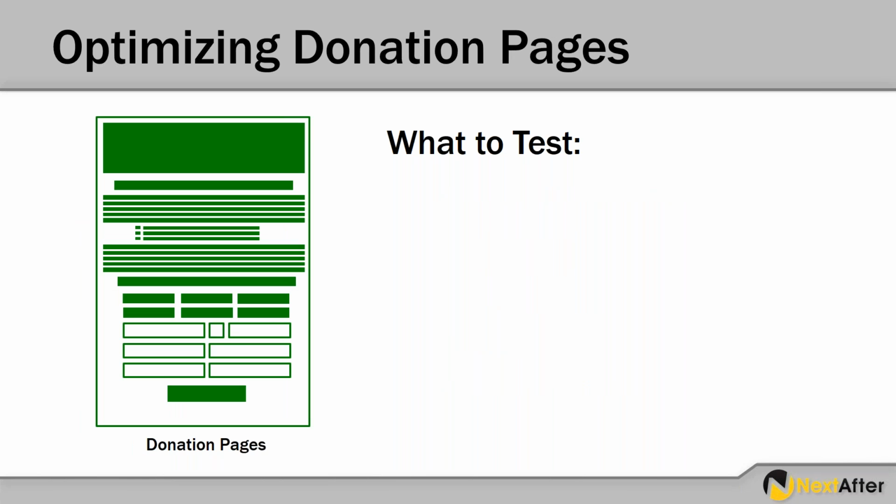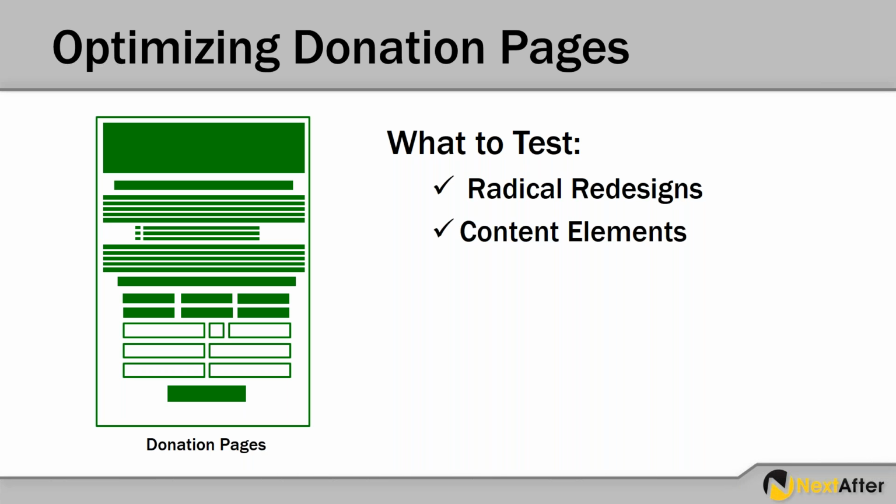And last but not least, online donation pages. What are specific variables that you should be testing? Well, you should be testing what we call radical redesigns. What we mean is a completely just rip and redo. So instead of creating iterative tests, you may want to test a radical test that represents a completely different hypothesis than the current page represents.